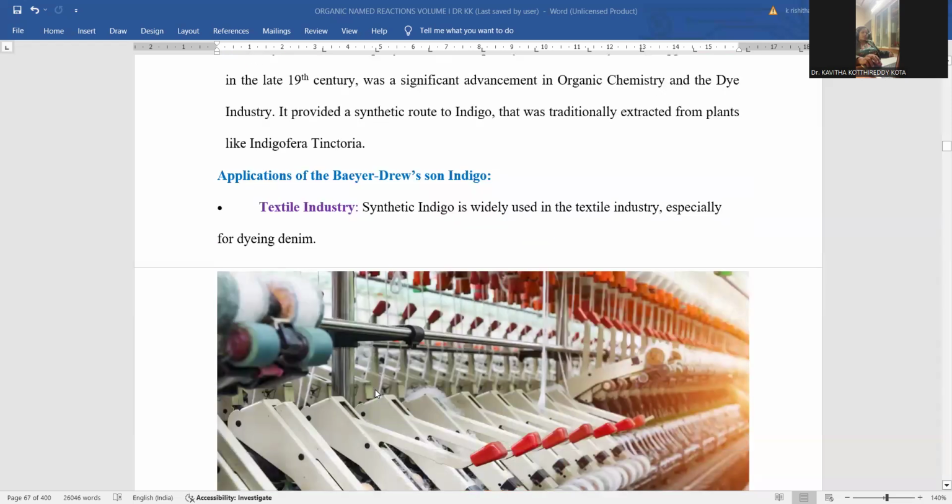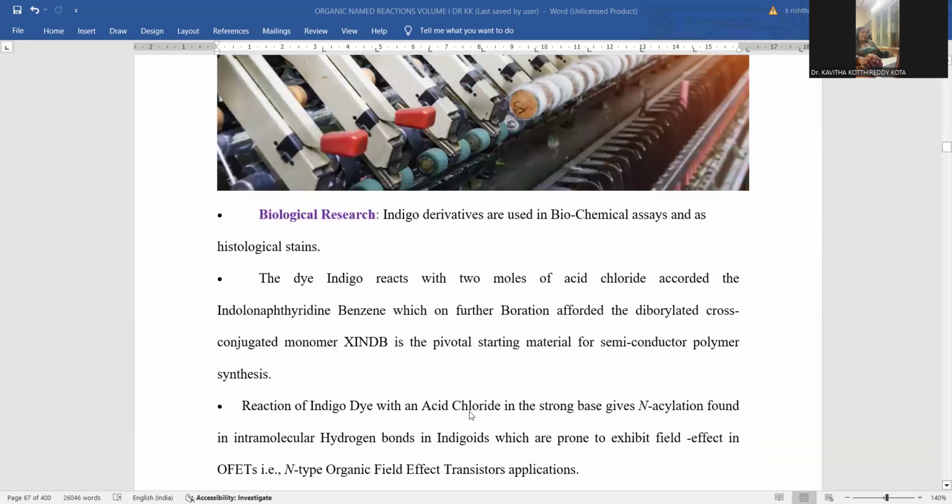So after synthesizing this one, let me go for the application. Obviously, being a coloring agent, the textile industry will utilize this for the coloration of textiles like fabrics and clothing, and the dyeing of denim especially requires this indigo. In biological research also we can apply it; biochemical assays can be performed by means of this indigo dye, and various biochemical screening studies were carried out.